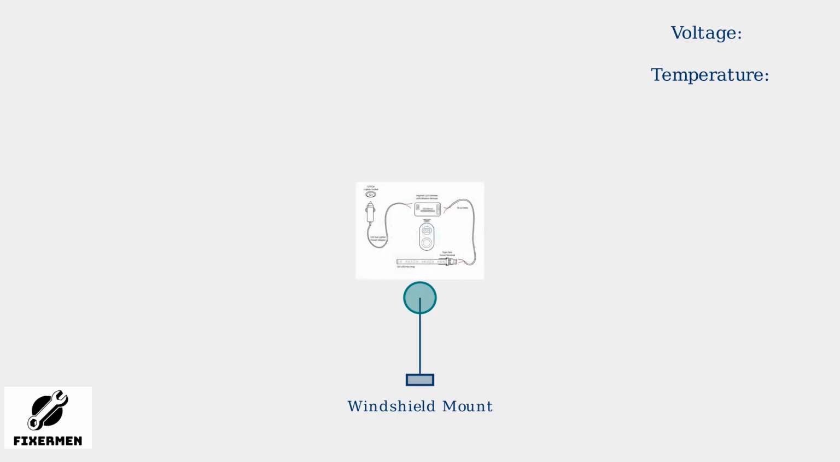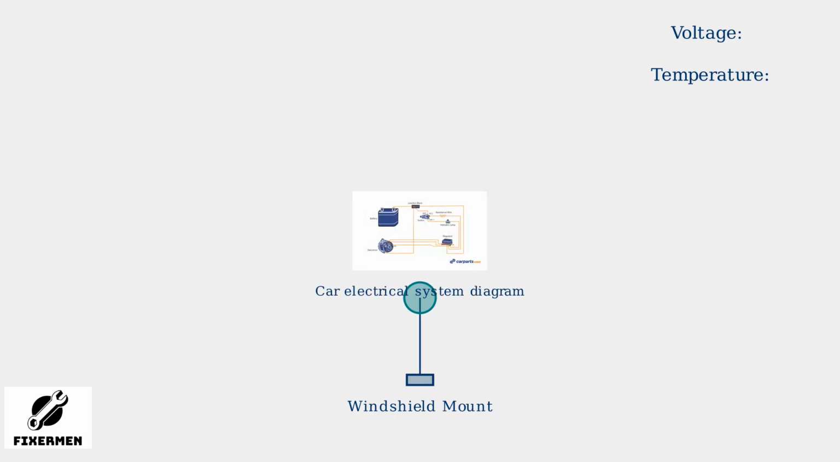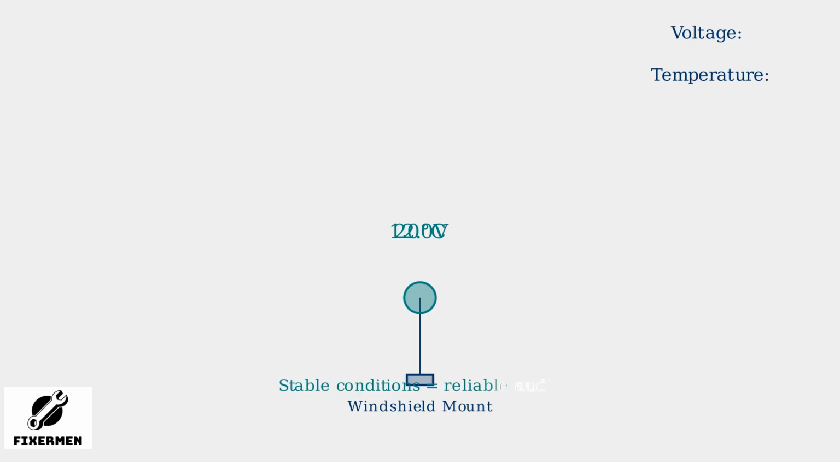To illustrate proper wiring, here's a diagram showing the car's electrical connections that power the dashcam. This shows the overall car electrical system, highlighting how the battery and regulator provide stable power to accessories like your dashcam. By ensuring stable voltage, moderate temperatures, and proper mounting, you stabilize the dashcam system and rule out external factors that could affect audio capture.